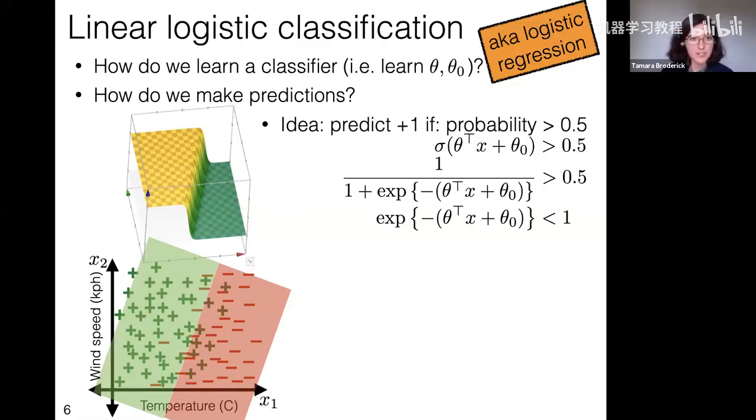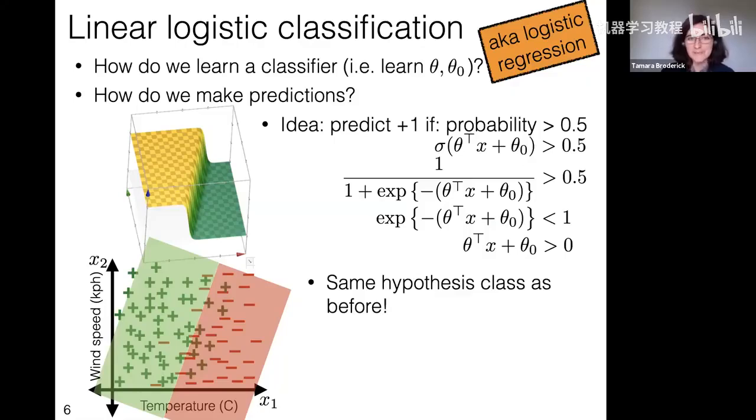And then you can recall facts about the exponential function to see that this is completely equivalent to theta transpose x plus theta naught being greater than 0. So we're going to predict that I'm going to wear a coat. We're going to predict a label of +1 if theta transpose x plus theta naught is greater than 0. And we're going to predict the other label, in this case -1, if theta transpose x plus theta naught is less than or equal to 0.